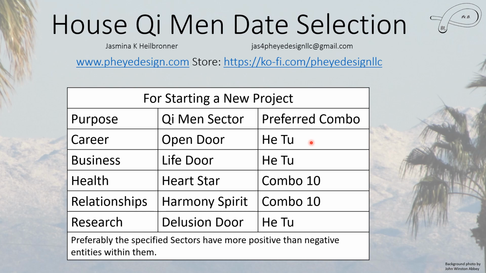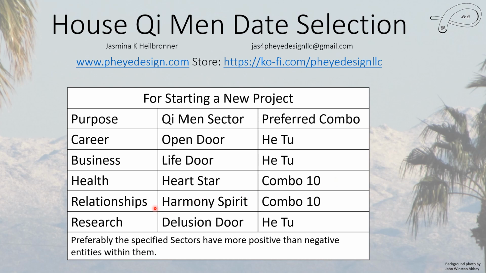And the clash will refer to the day in which you are doing something new, starting something new to help improve your career. If you have your own business or want to start a business, so this would be starting a side gig, you look at where you have the life door. And again, if you can use the HER2, that's good. If it's for health, you want to look at the sector of your house with the heart star. And then you would use the combo 10 if you can, again, as long as you're not in a clash.